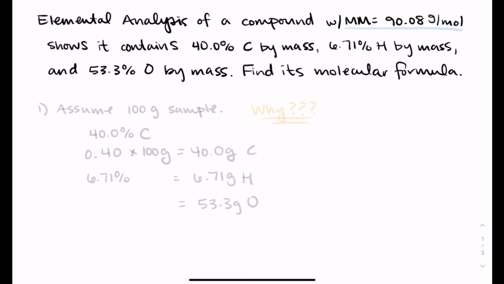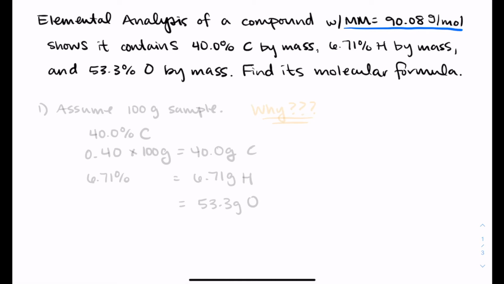Now I've got the molar mass listed here. That is the piece of information you need to find the molecular formula. If you don't have the molar mass, you can only find the empirical formula. So our first step in the strategy is that we want to turn the percentage into a value in grams.